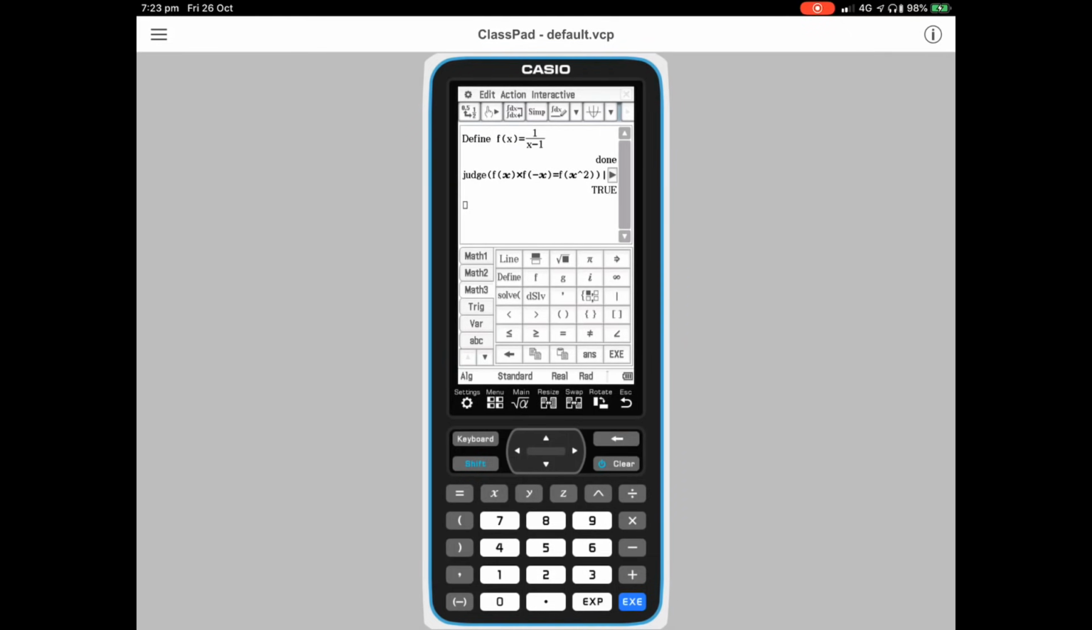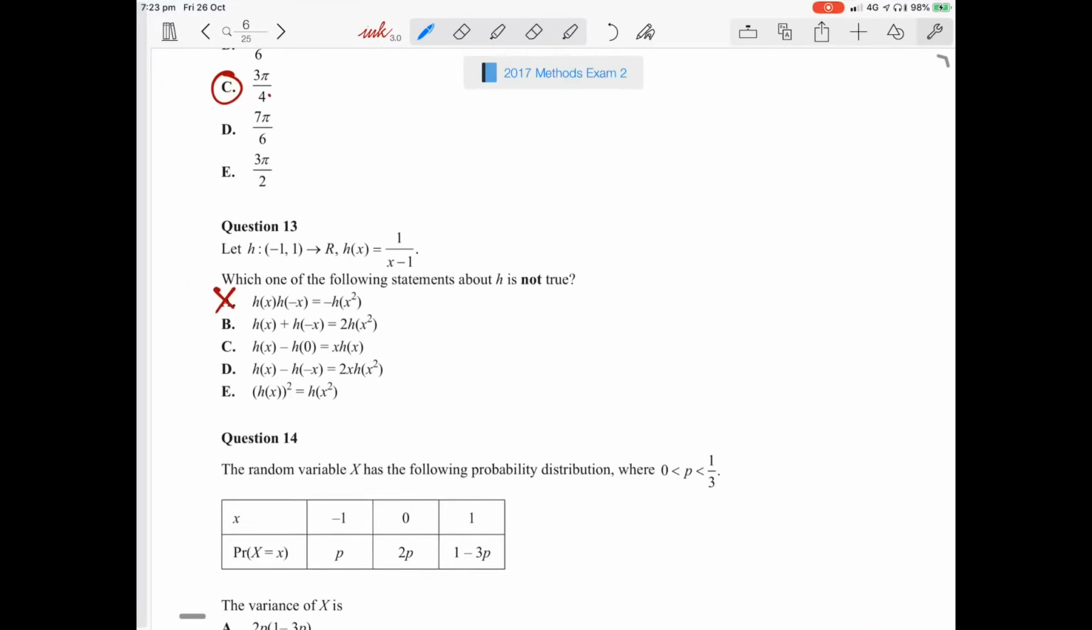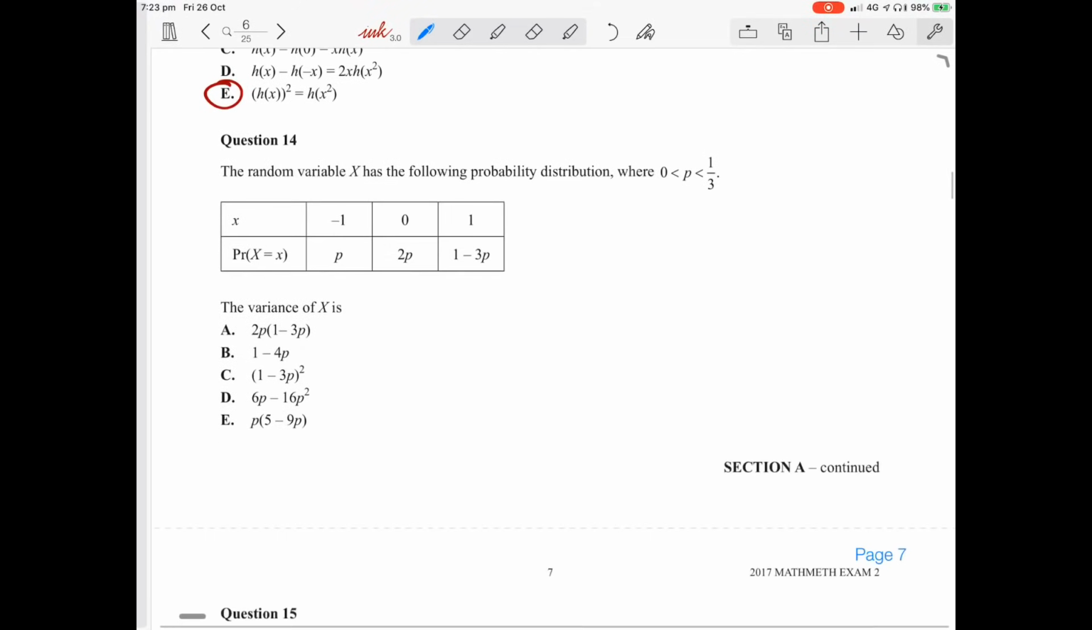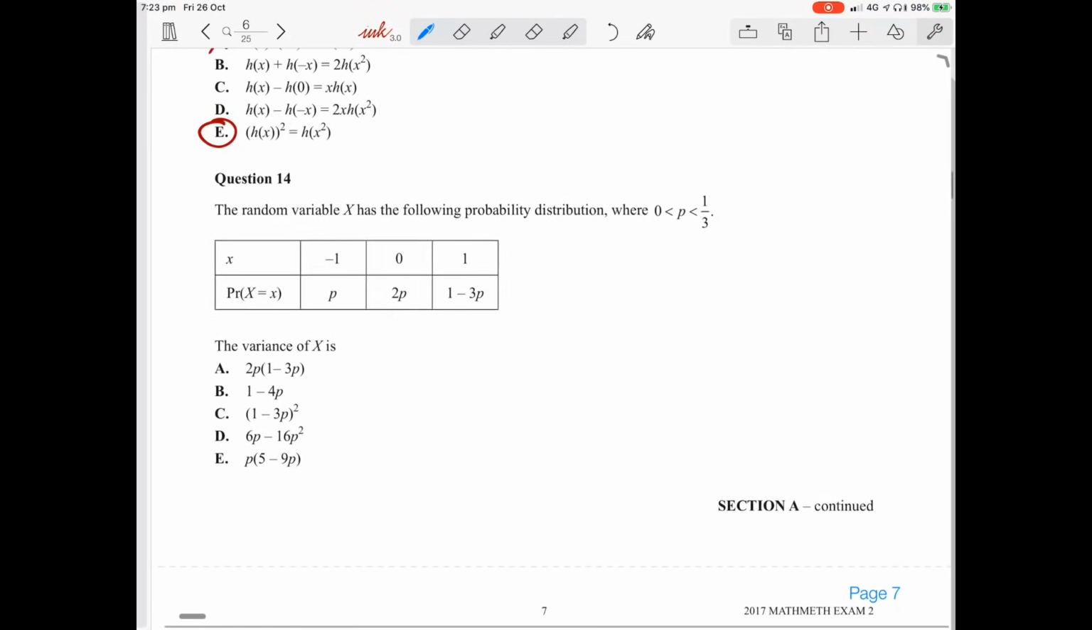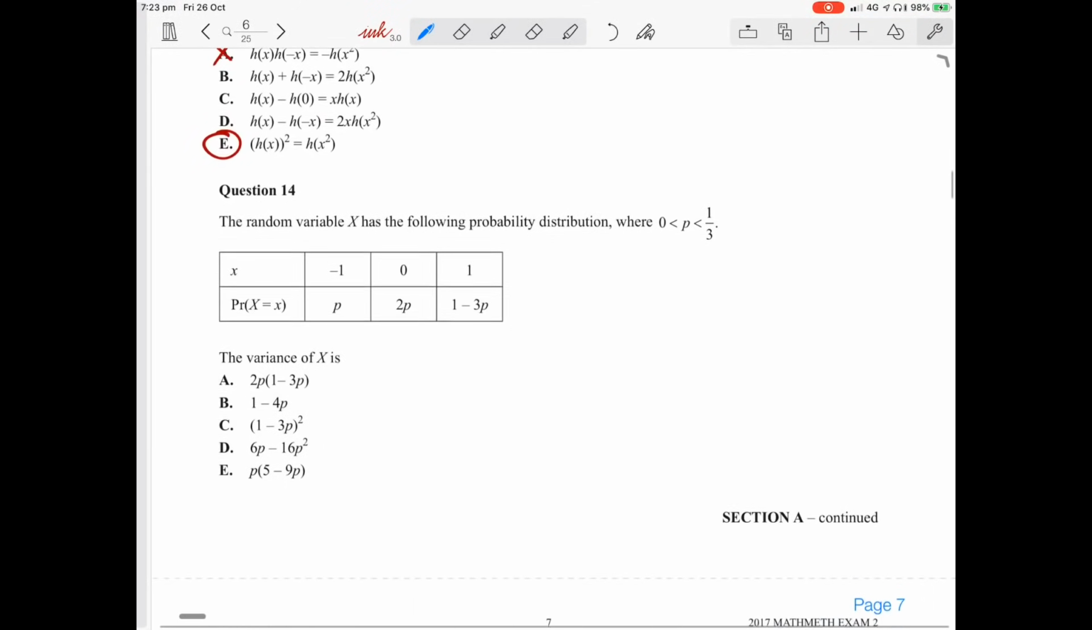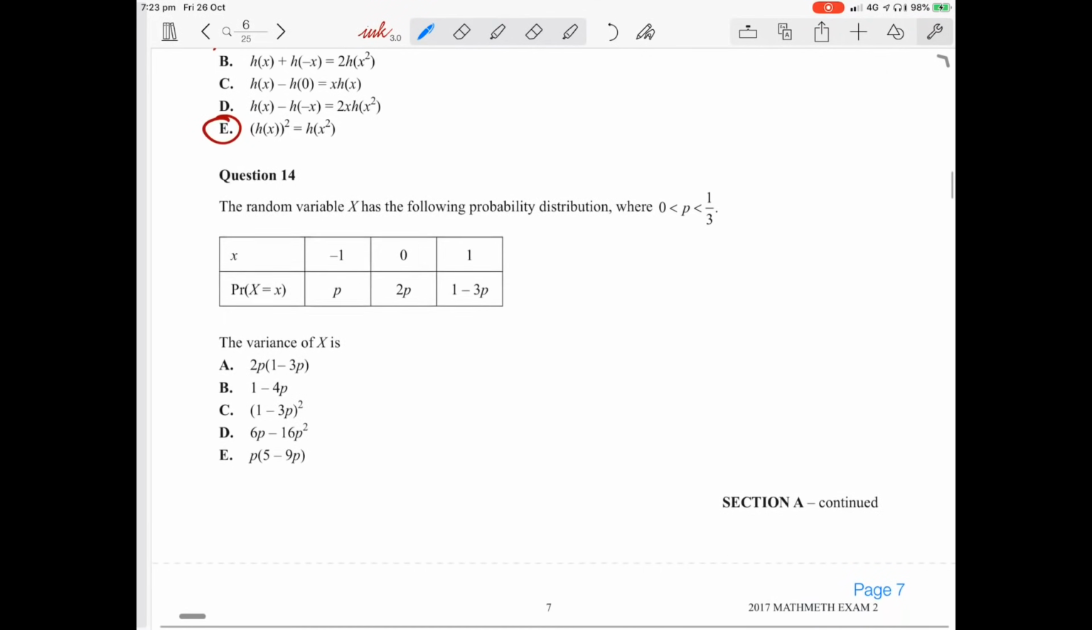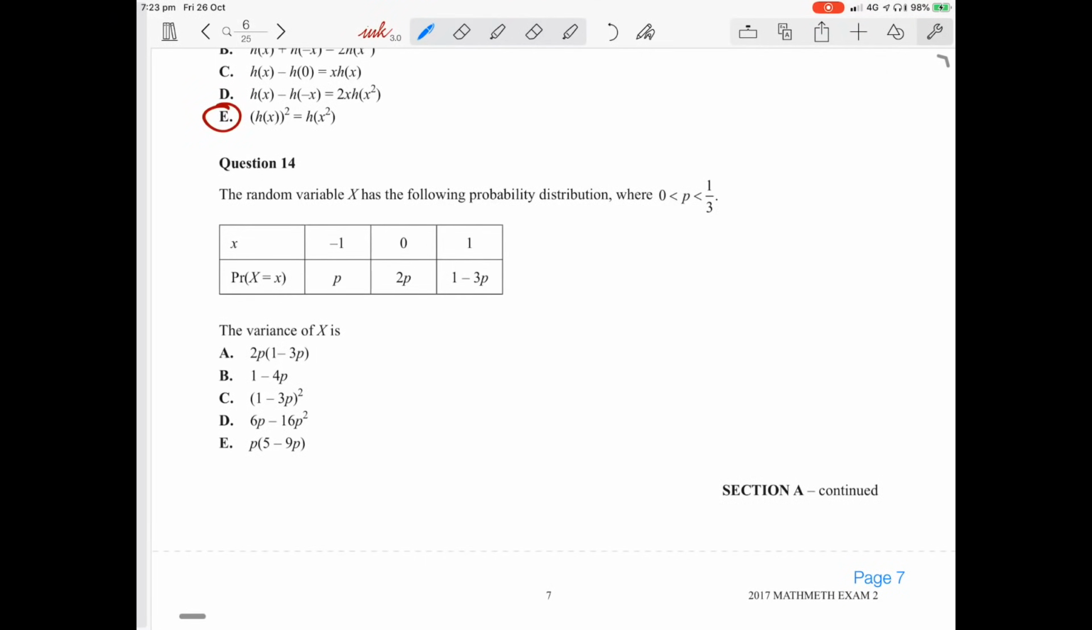So f of x, false. So that's f of x all squared is equal to f of x squared. It's false. So we know when it says not true, it's that one. You could go through and test them all. I just got lucky because usually I go A, B, C, that's wrong. I jump to E, then I go, oh no, it's D. No matter what, it always seems to be wrong.